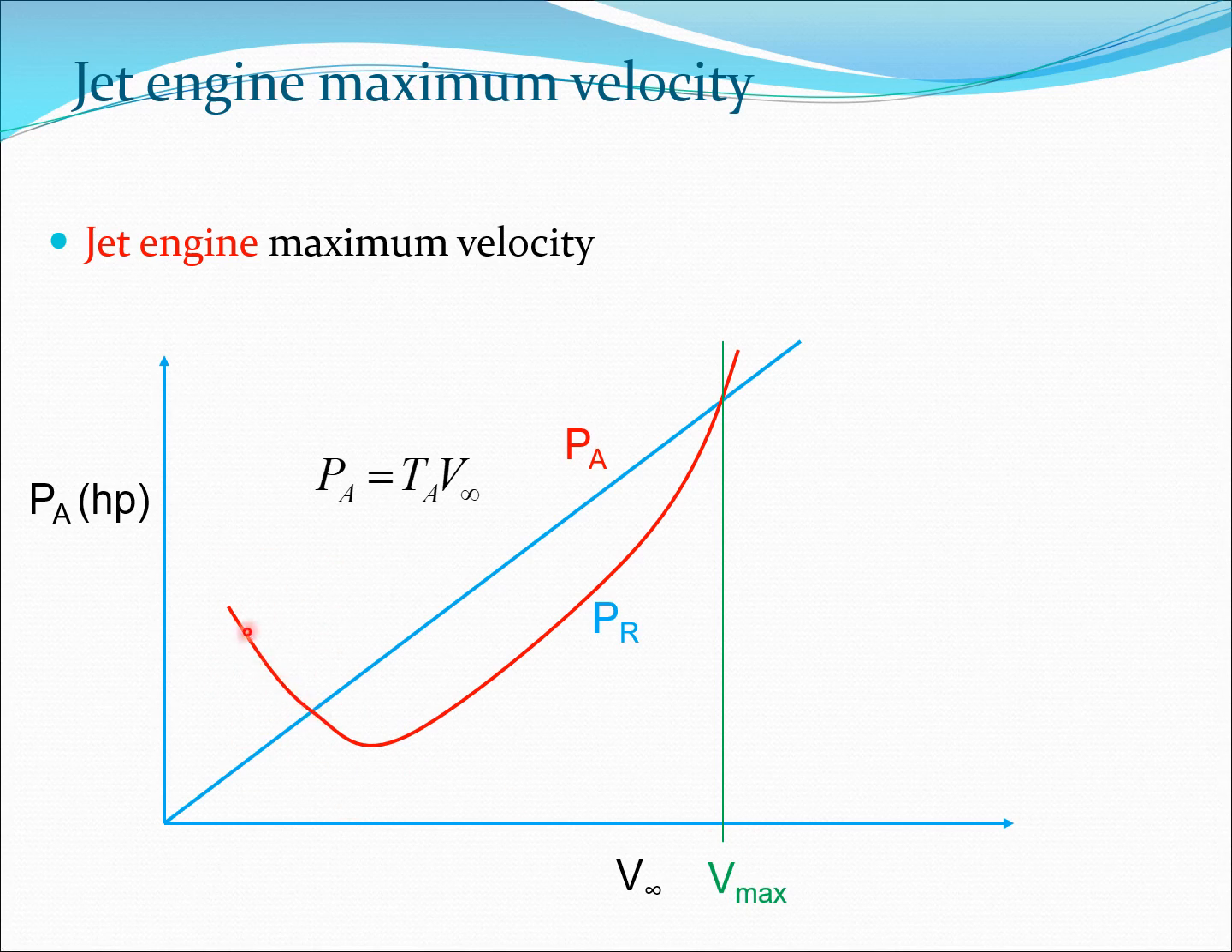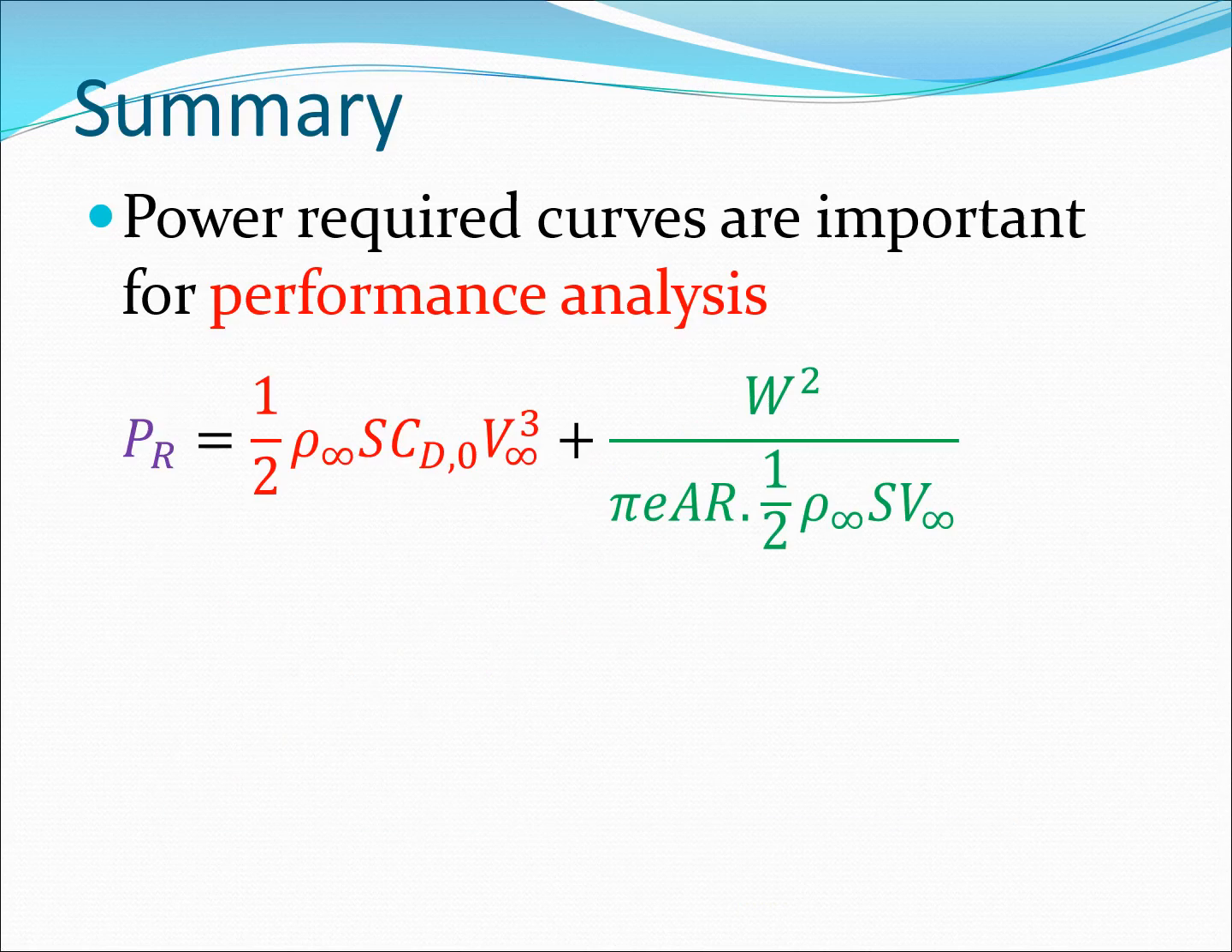Do remember, if you are in this region which is beyond the available power, then you're not going to be able to fly here. But also remember that the stall speed is going to play a role in determining your minimum speed as far as the jet aircraft is concerned.